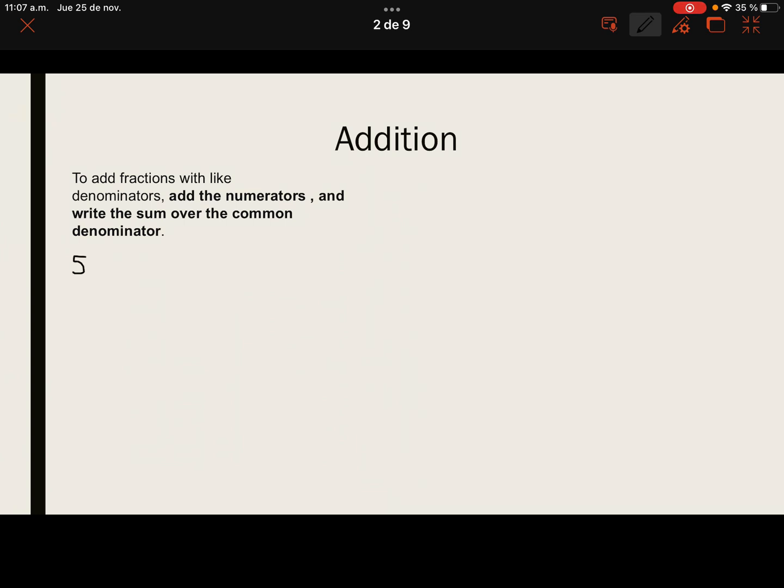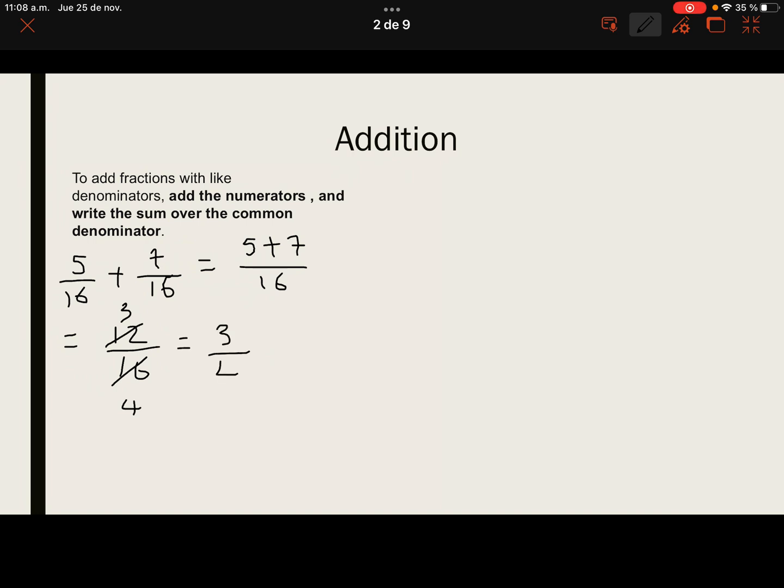Let's check this example. 5 over 16 plus 7 over 16. This is equal to adding the numerators, so 5 plus 7, and writing the sum over the common denominator. The common denominator is 16. Then that is equal to 5 plus 7 is 12 over 16, and this is the answer, but this fraction can be simplified. Let's simplify by 4. 12 divided by 4 is 3, and 16 divided by 4 is 4. That means that the final answer is 3 over 4.